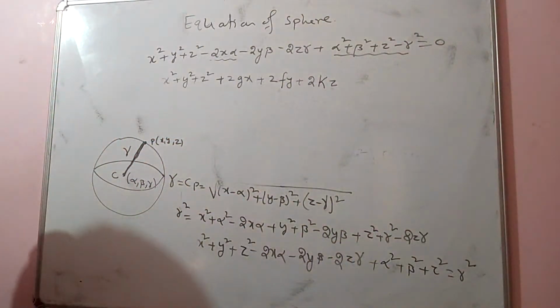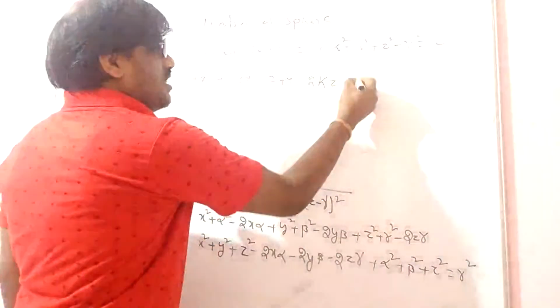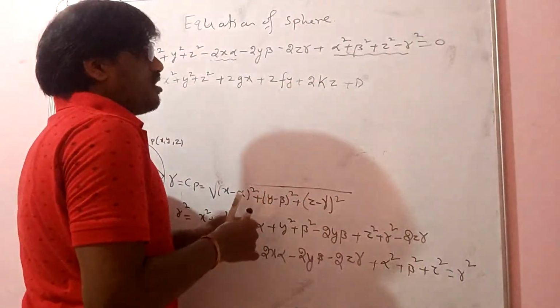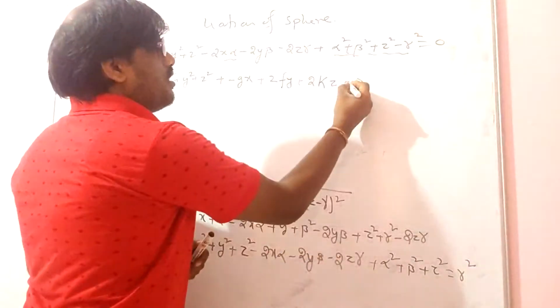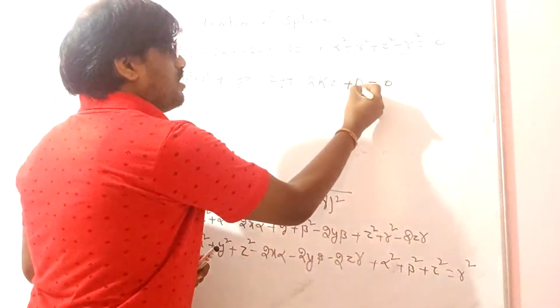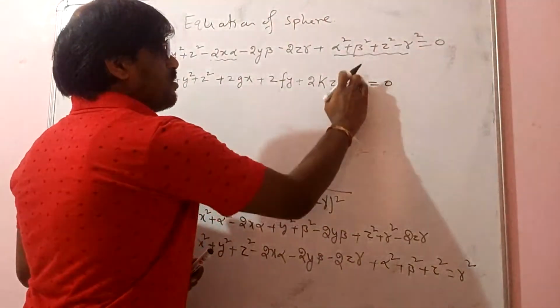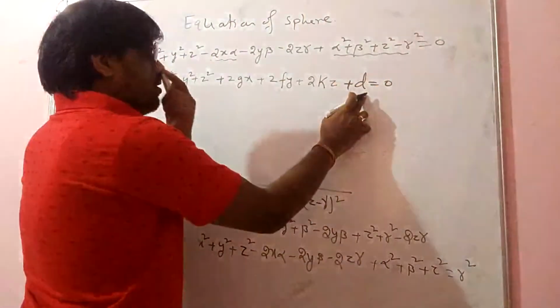Maybe I can keep d or c or anything. If I keep this plus d is equal to 0, this is what we call the equation of the sphere in space. You can use d or you can use c here.